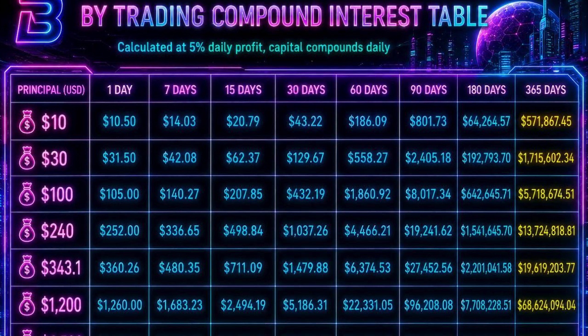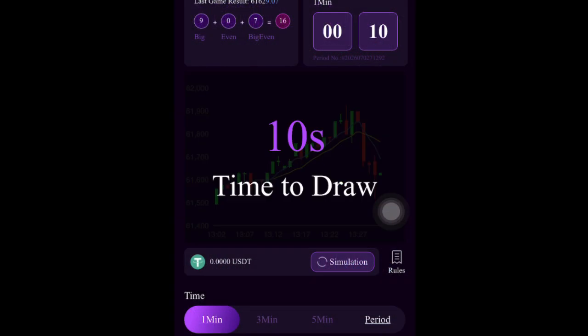So you can see that with a principal of 10 USDT for the first day, that's day one, if you are able to get your 5% daily profit, you are going to get 10.5. After 7 days, you are going to get 14 USDT. After 15 days, that is 20.79. After 30 days is 43.22 through to 365 days. So after 365 days, you can see the amount that you get just by starting with 10 USDT, if you follow the 5% daily profit by compound interest, as simple as that.